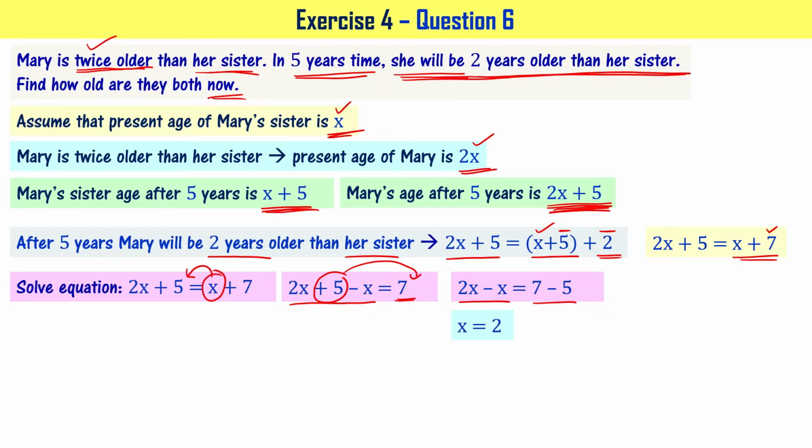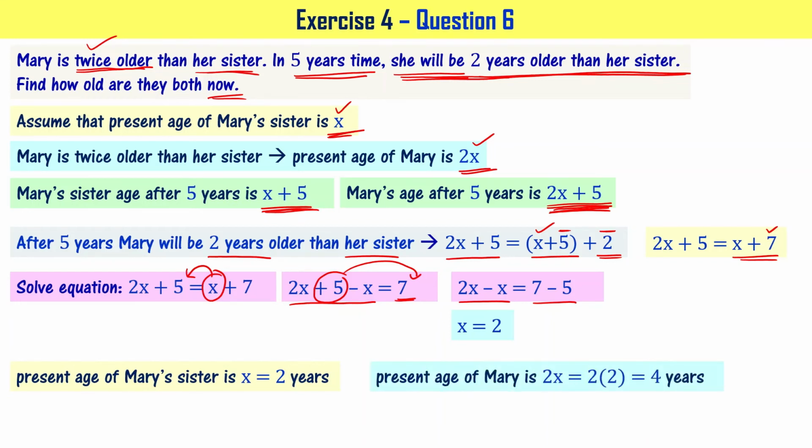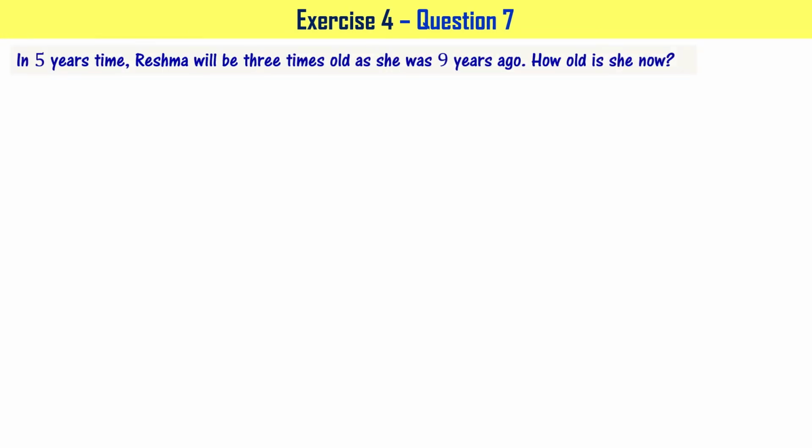So to answer the question, present age of Mary's sister is x equal to 2 years, and present age of Mary is 2x, that is equal to 2 times 2, that is equal to 4 years. Got it? Question number 7 is, in 5 years' time, Reshma will be 3 times old as she was 9 years ago. How old is she now?